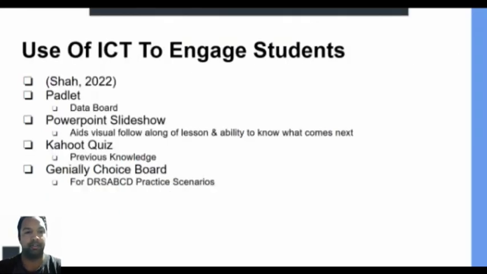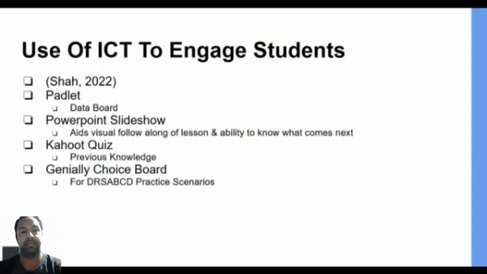According to Shah in 2024, the use of a variety of ICT tools would help engage a student and contribute to their learning. So I used Genially data boards or choice boards to allow people to pick the scenario that they felt comfortable with. I used Padlet to encourage student engagement and group collaboration by requiring each student to be responsible for their individual step. This way, they were fully engaged not only with the ICT, but also with their learning.